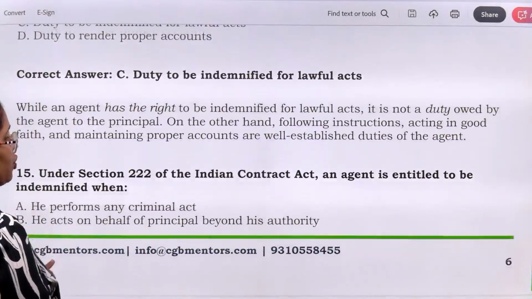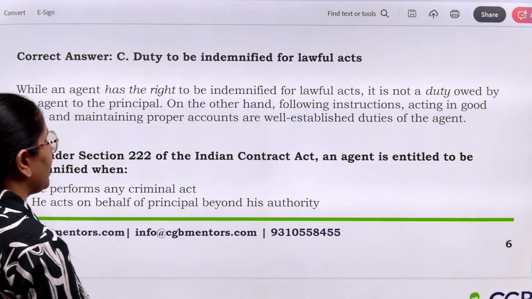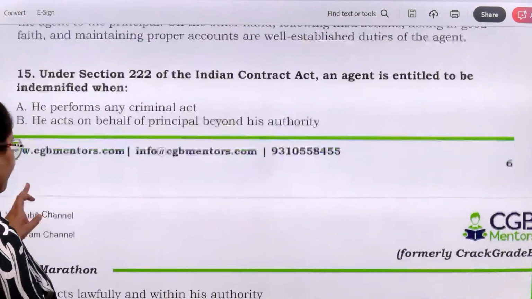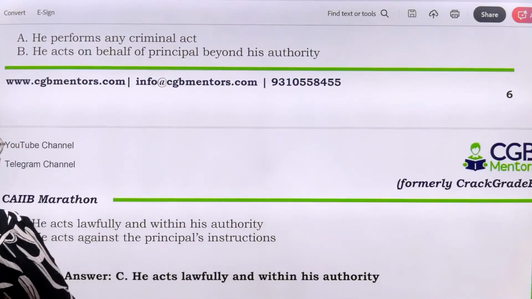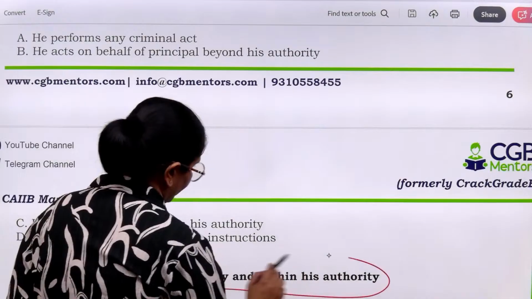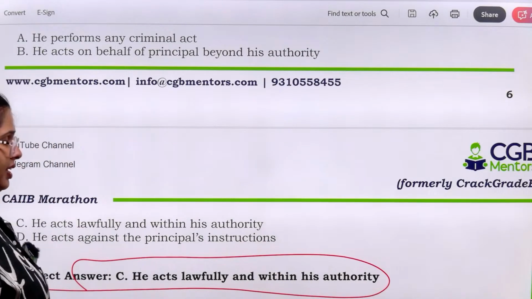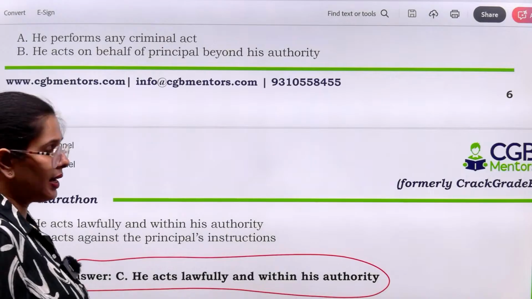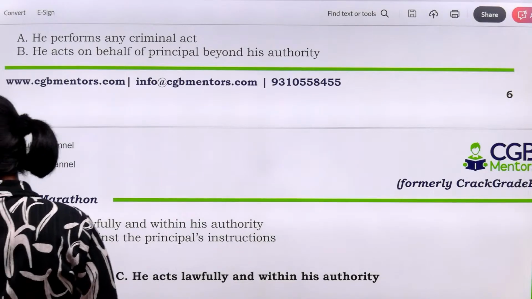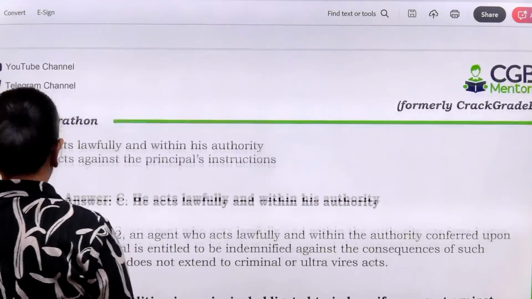Now, under section 222 of Indian Contract Act, an agent is entitled to be indemnified when he acts lawfully and within his authority. ठीक है, तो कब indemnify करना पड़ेगा? If he has fulfilled all his duty, he has acted lawfully and within his authority. If that has been the case, then he should be indemnified.